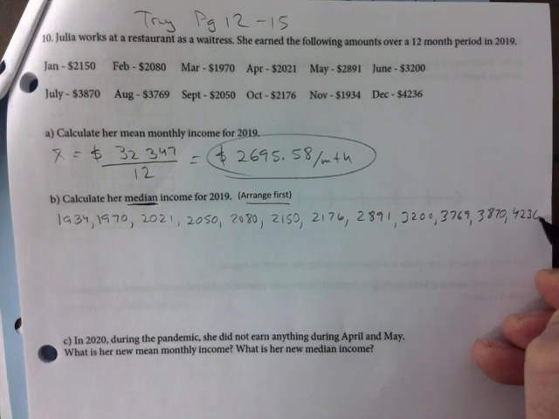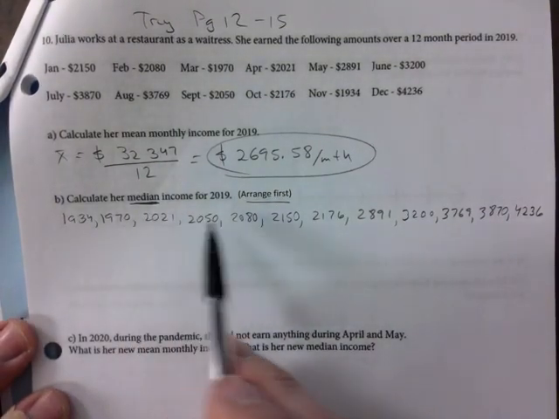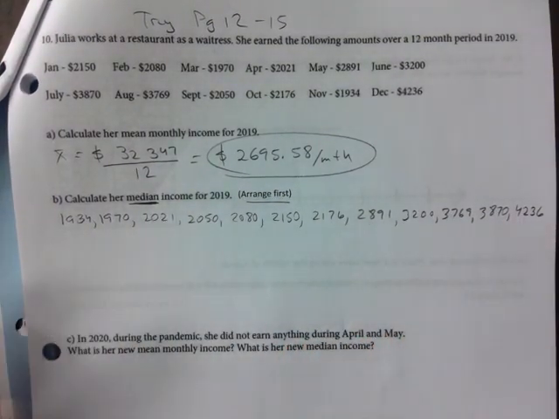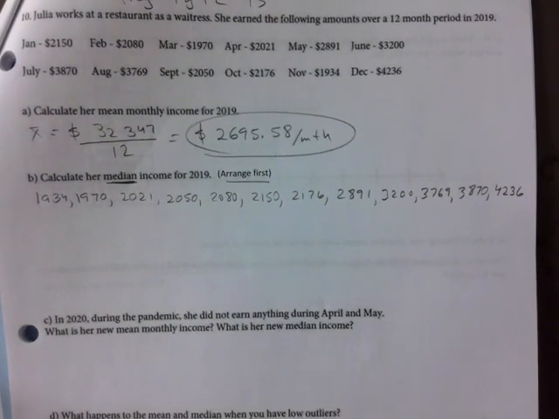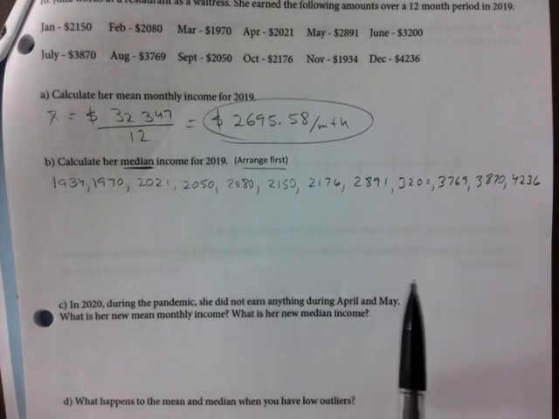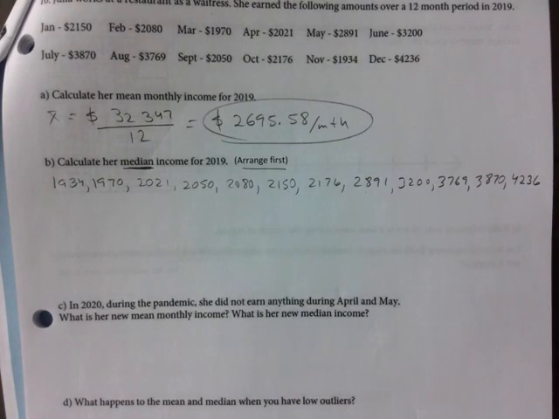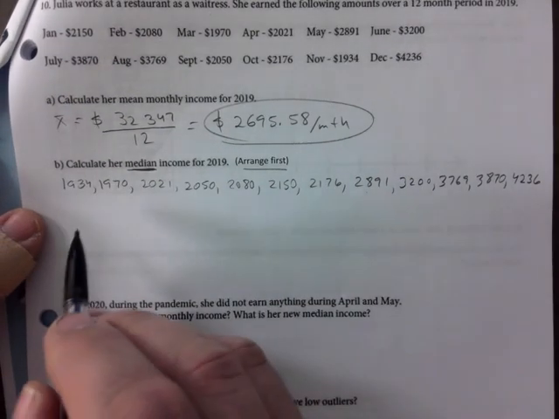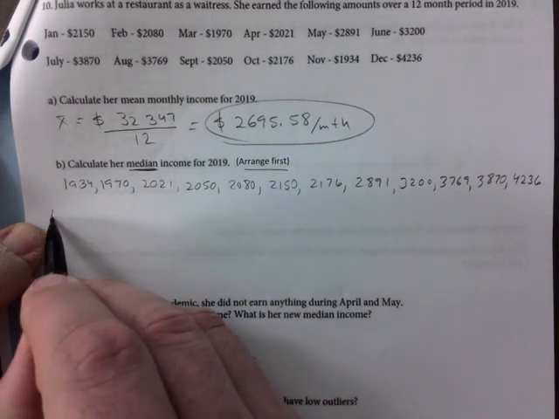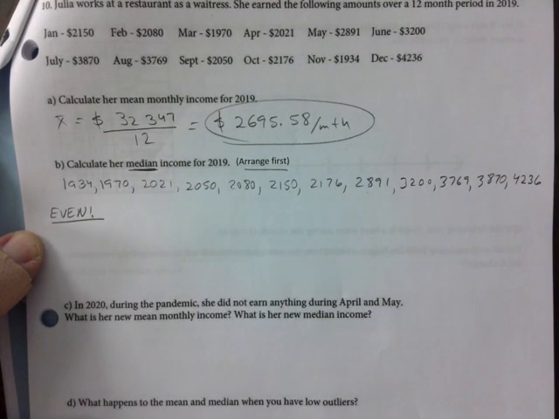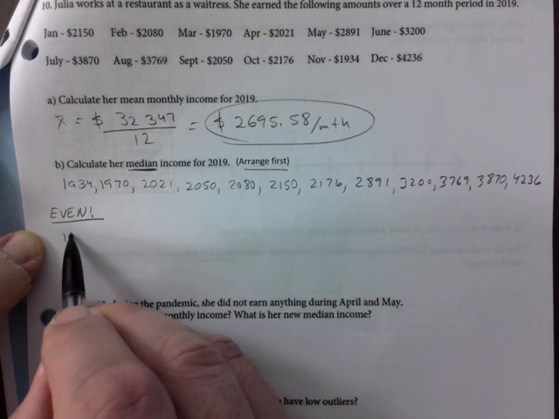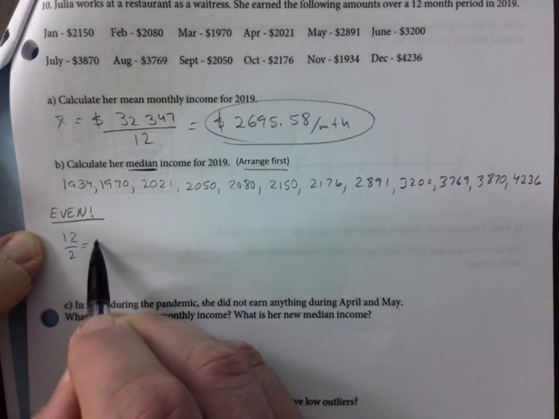4236, and this is my classic check here: 2, 4, 6, 8, 10, 12. I've got 12 numbers. Chances are that at least I included them all. Could be that I made a mistake copying, but that's what it is. So to get the median, we know this is even. So we're going to go 12 divided by 2, that's 6, right?